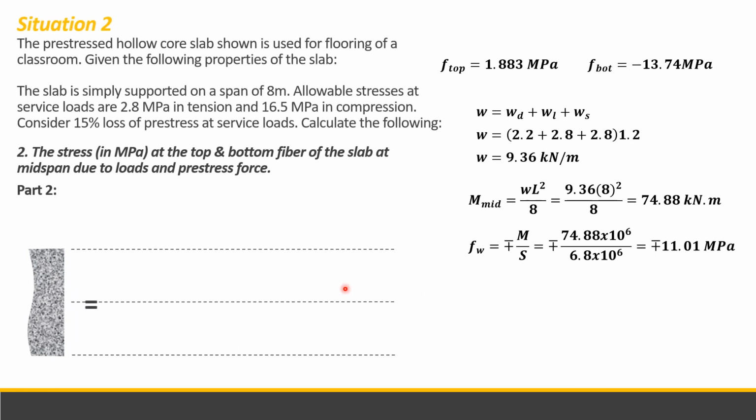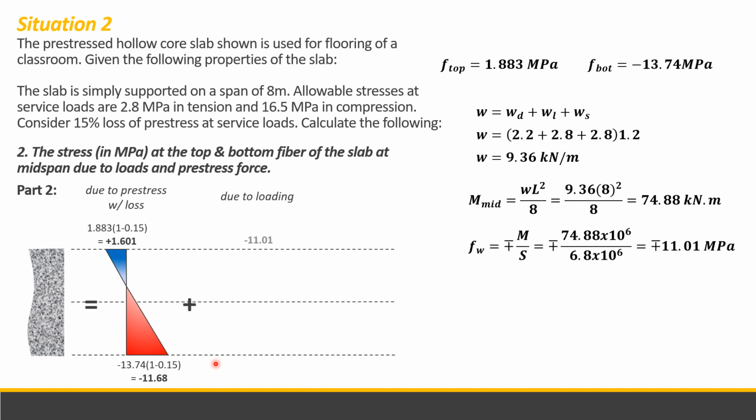Okay, so now we will combine the stresses. We have solved the stresses due to pre-stress and the stress due to loading. Due to pre-stress, we have a 15% loss, so we will subtract 15%. So 1.883 becomes 1.601. That is the stress at the top fiber. At the bottom fiber, we have negative 13.74 minus 15%, which is negative 11.68. So this will be the stress diagram.